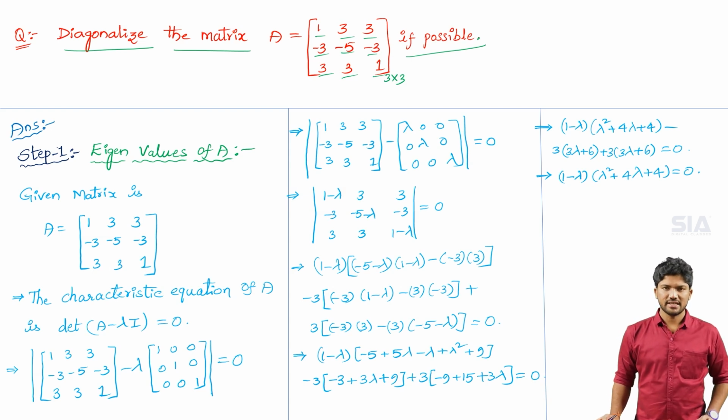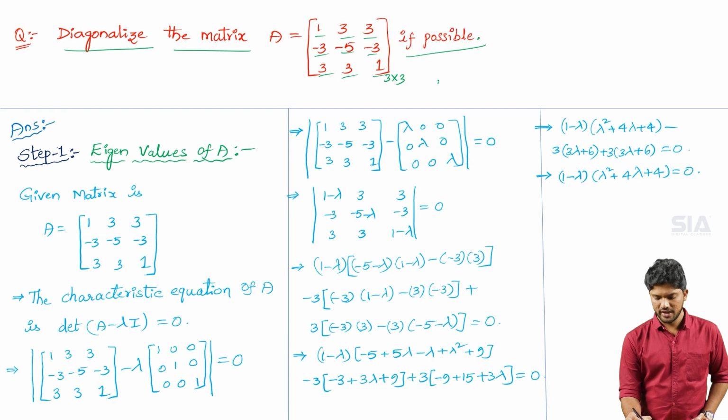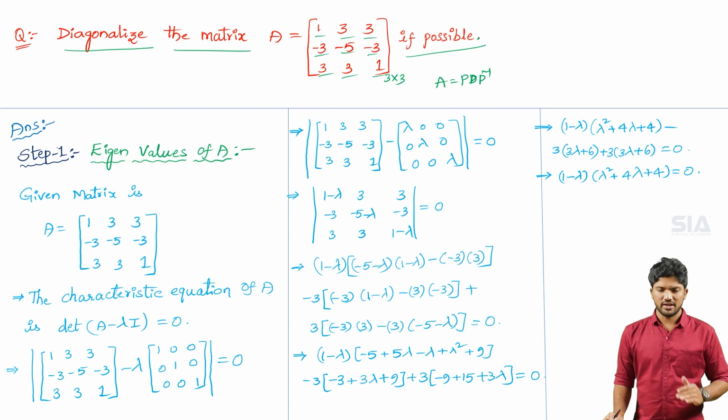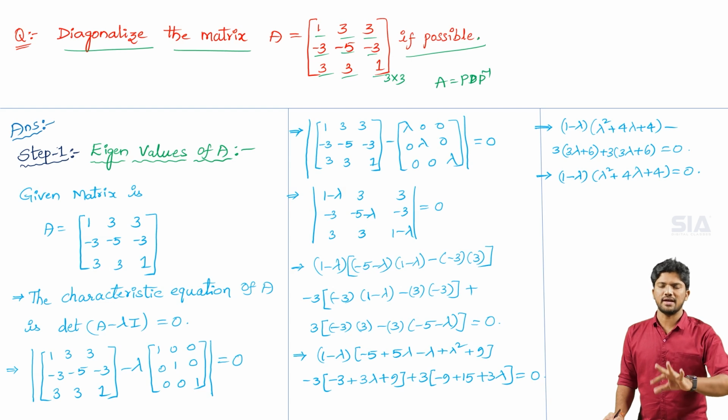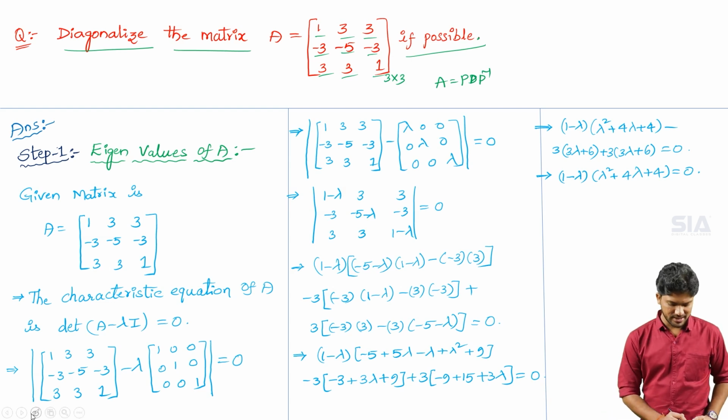What is the condition? Capital A is equal to P into D into P inverse. So directly we cannot apply the process A equals P D P inverse. There are 5 steps to apply that condition. What are those 5 steps? We can discuss now.